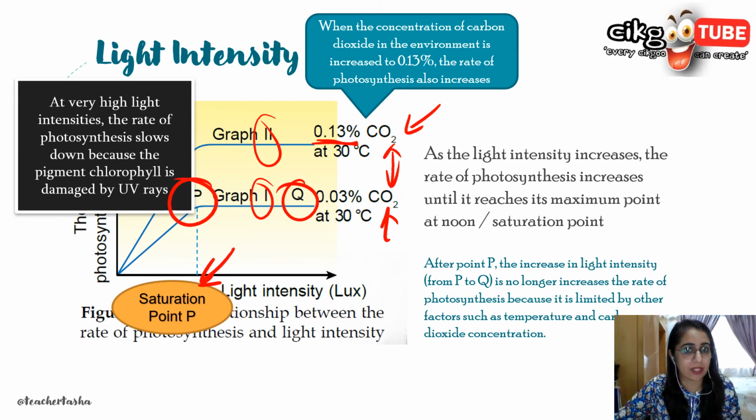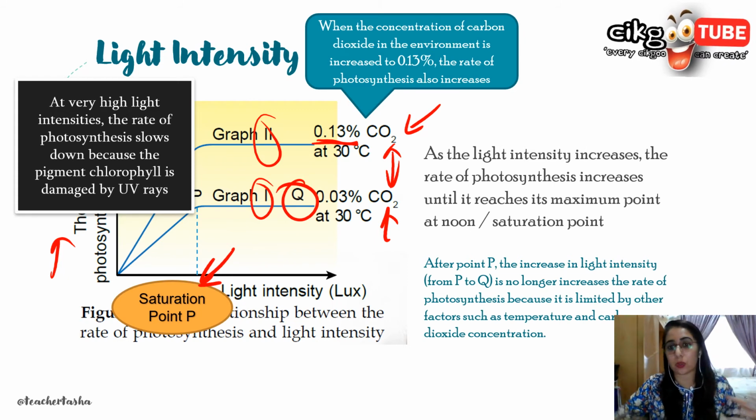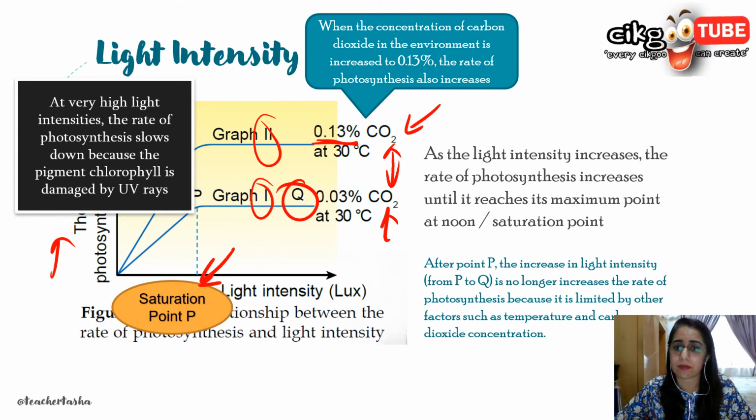Okay, and at very high light intensity, the rate of photosynthesis slows down, because the chlorophylls are usually damaged by the UV rays, so it cannot go above the maximum light intensity that it can take. So that's why we say UV rays are not good for the plants. Plants can die even though the light intensity is high, because the chlorophylls get damaged.